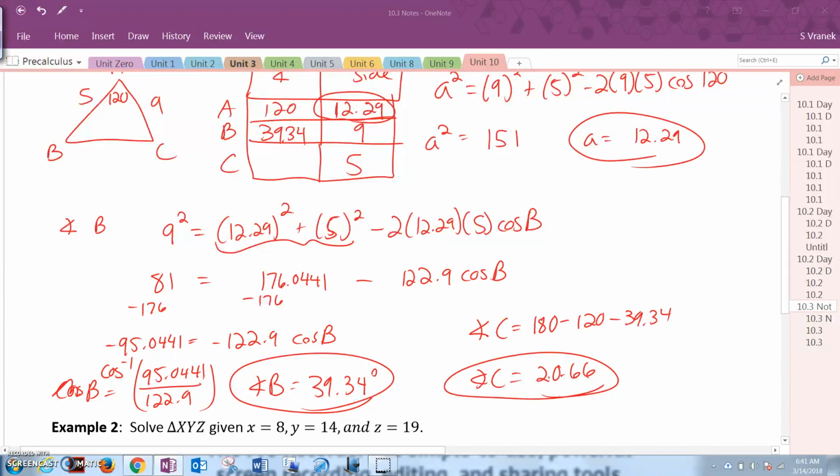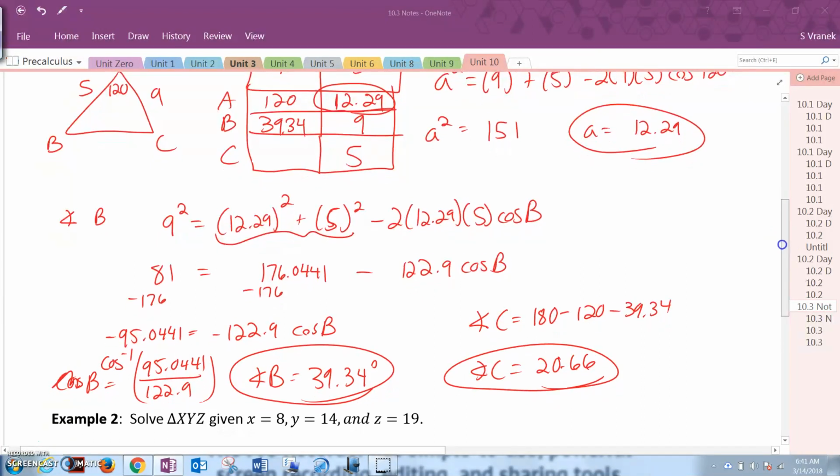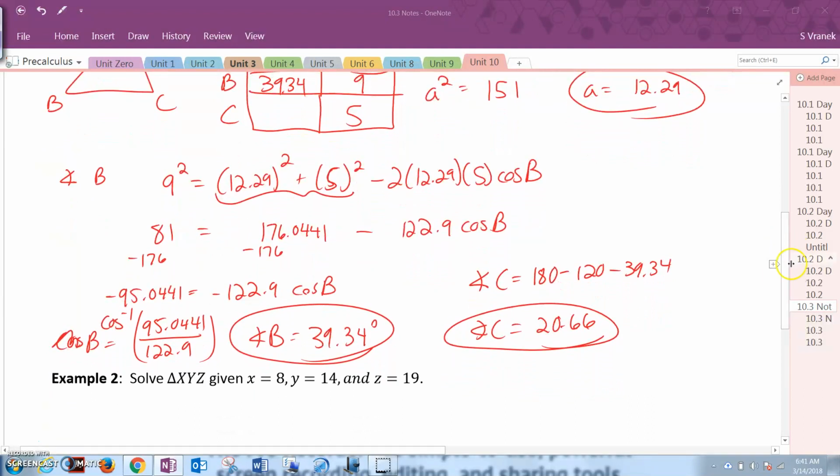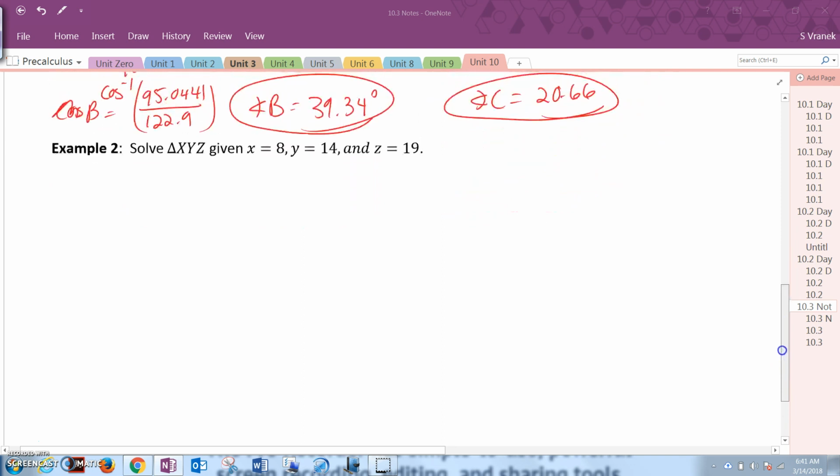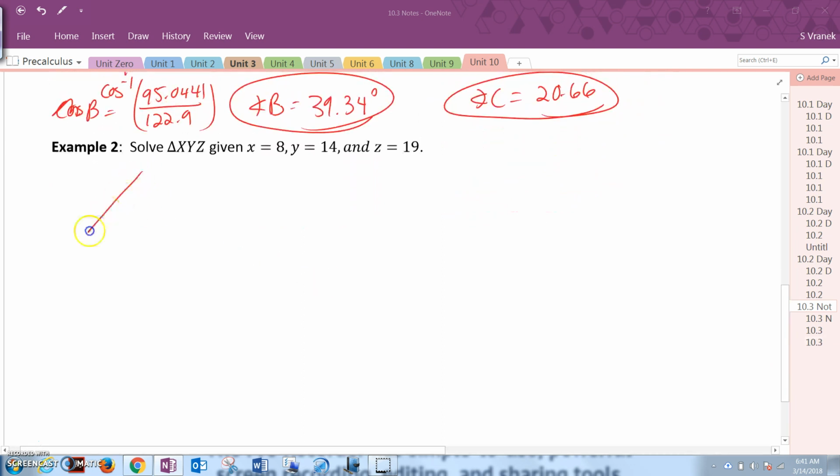Let's do one more problem, a different type of setup, and then we'll call it a day. On this one, I'm not even going to use a chart, because if you look at this triangle, x, y, z, x is 8, y is 14, and z is 19. We have only sides, so there's definitely no matching pair of a side and an angle. If you have 3 sides, you have to use law of cosines. You get to pick what you want to do.